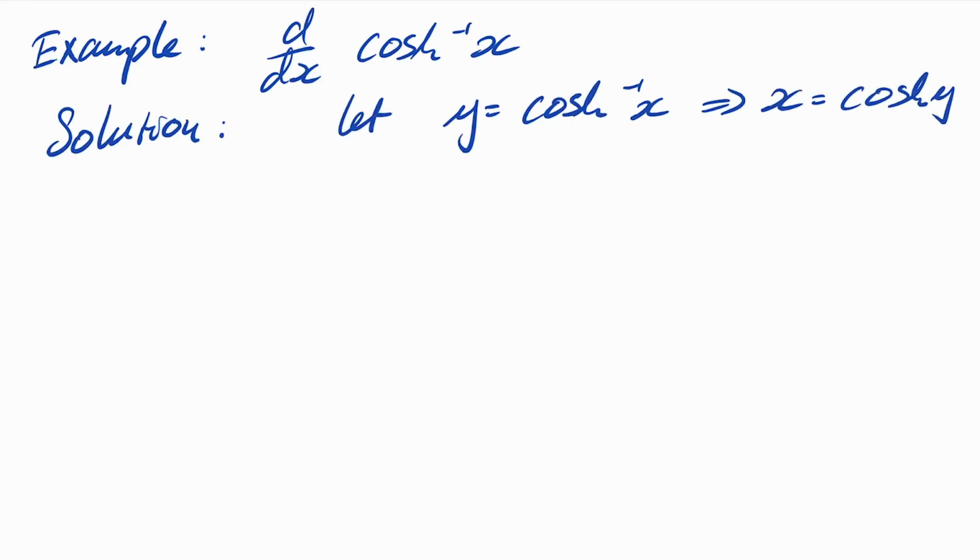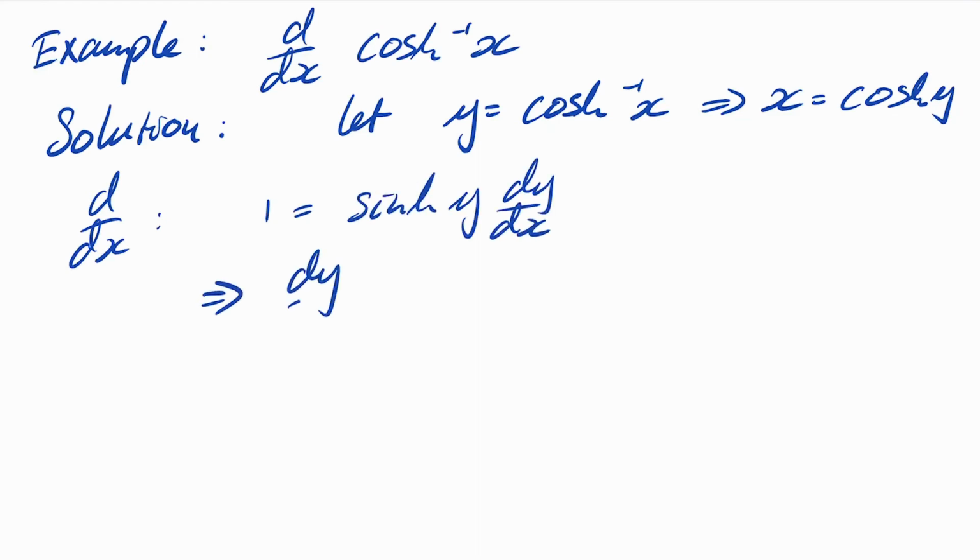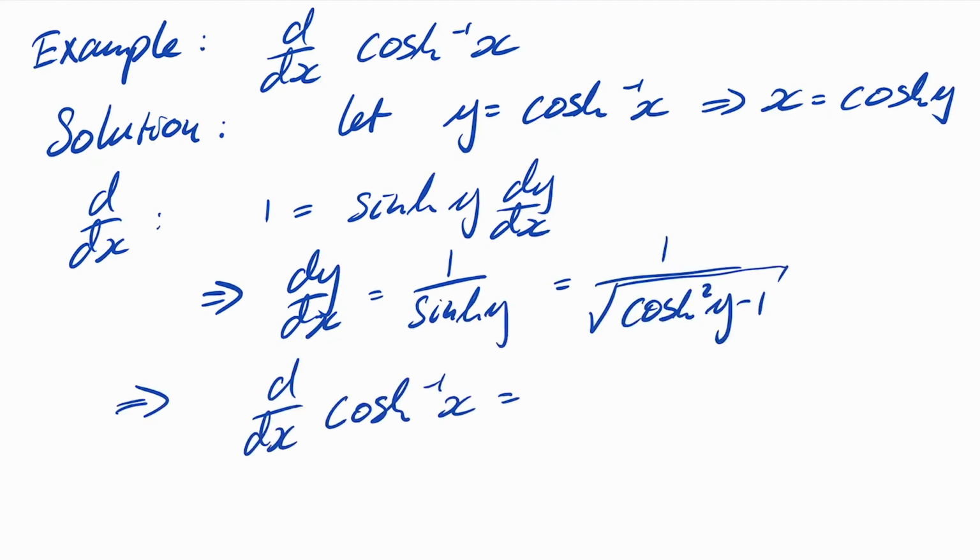Now we differentiate both sides. So therefore, dy by dx is 1 over sinh y, which leaves me the derivative of the inverse cosh of x is 1 over the square root of x squared minus 1.